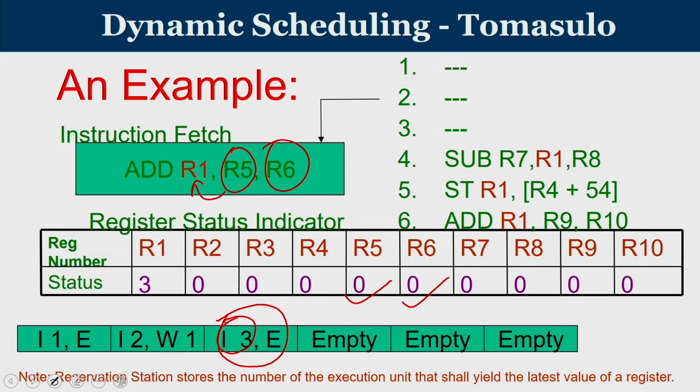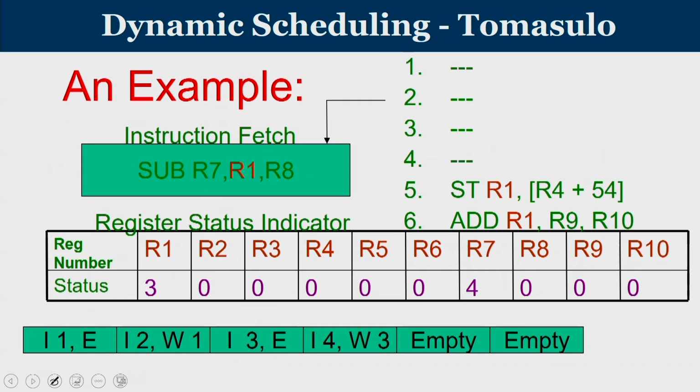So R1 RSI value is made 3. So anybody who is going to look for the value of R1 after this point should not go to the register file, and should not wait for a value which has been produced by the first execution unit. They should only look for the value that is produced by the third execution unit.